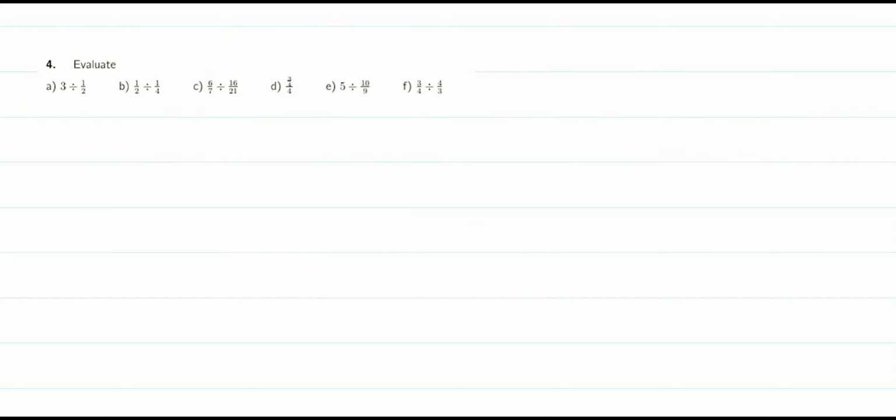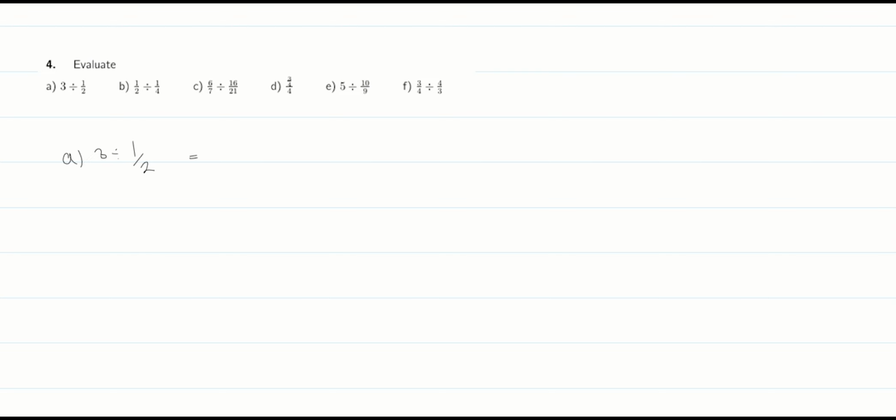Okay, on this question, we want to divide fractions and whole numbers using a super simple method, which is called the keep, change, flip method. So basically, we keep the first number, we change the division sign to a multiplication sign, then we flip the second number, or take reciprocal of it. Let's say that we want to solve a. We have 3 divided by 1 over 2, right?